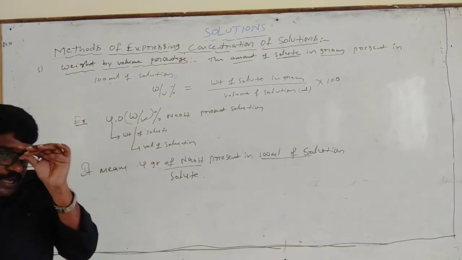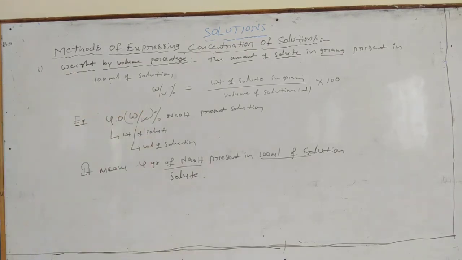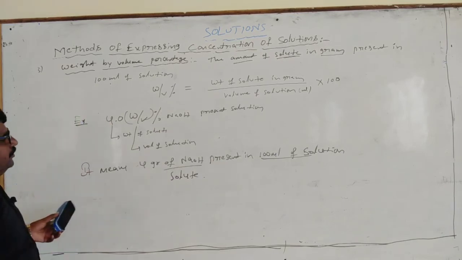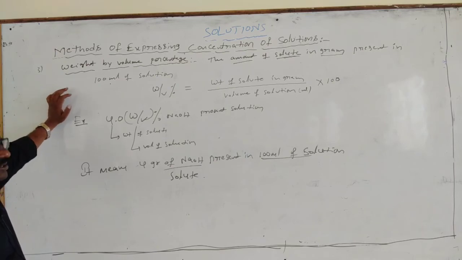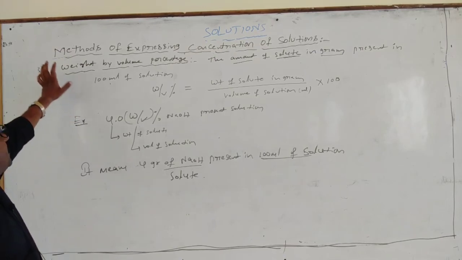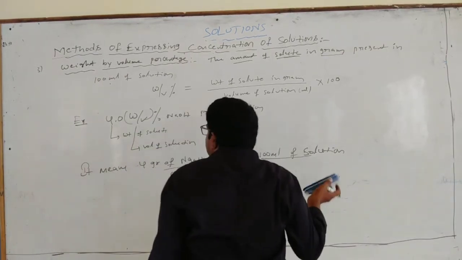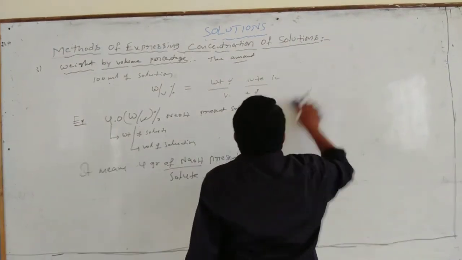Next one is, what is ppm? Parts per million. How do we express parts per million? These units are used in pharmaceuticals, for the preparation of solutions. So this method is used in pharmaceutical processes only. Next one is ppm, parts per million, the last expression of concentration in physical methods.